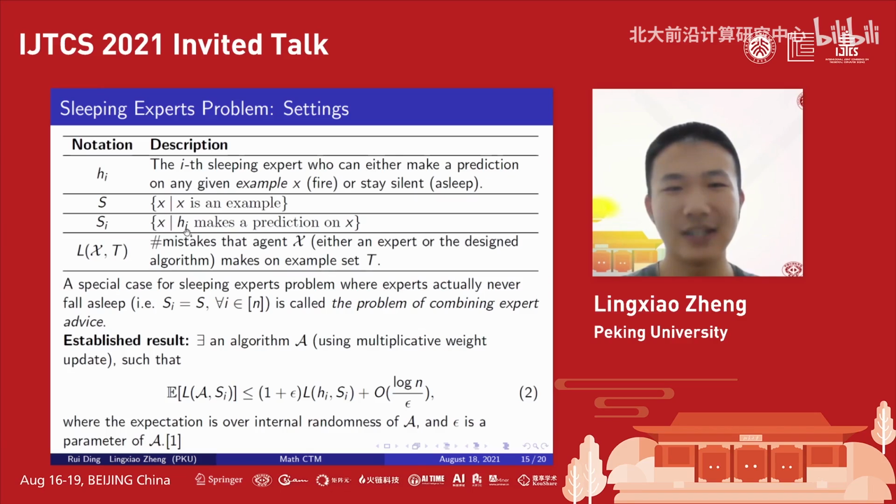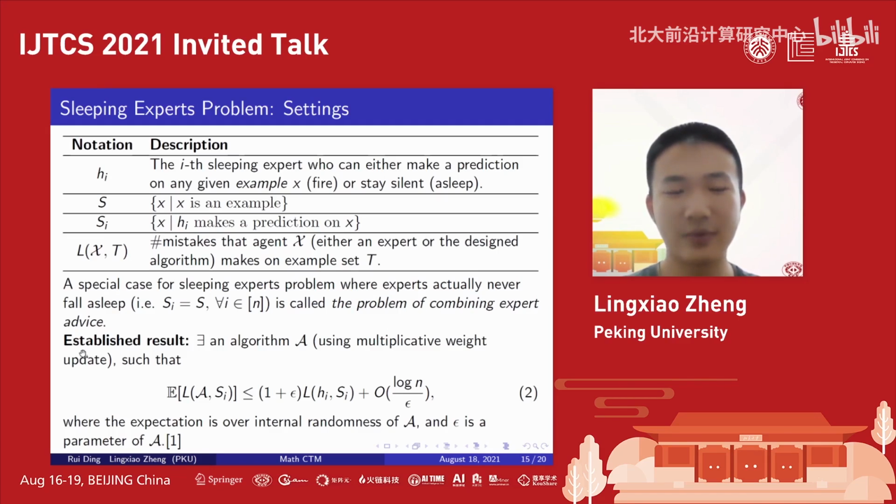The expert is denoted by the notation h_i, and the notation S denotes all examples, and S_i denotes the examples that the i-th sleeping expert makes a prediction on, and the notation L denotes the mistakes that an expert or a designed algorithm makes on an example set T. And there is a special case of the sleeping experts problem where experts never fall asleep. In this case, the problem is just the familiar problem of combining expert advice. So the sleeping experts problem can be seen as an expansion of combining expert advice.